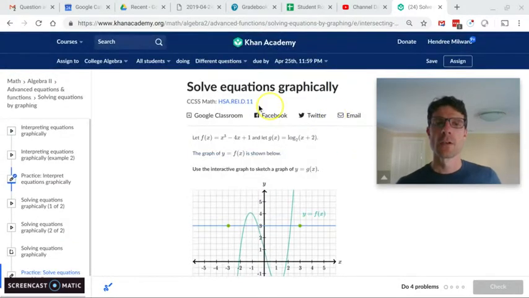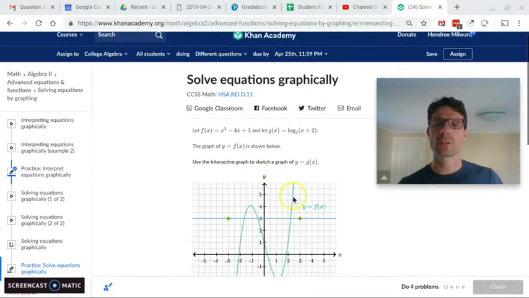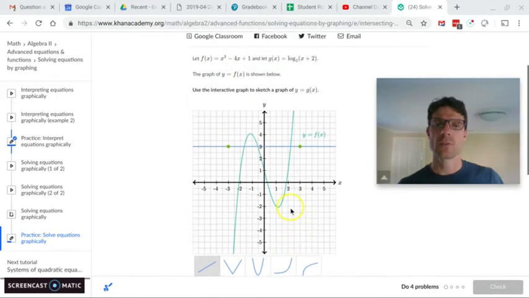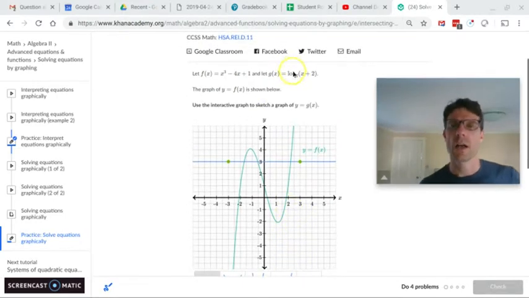Guys, somebody sent in a request for solving equations graphically, so I just wanted to cover a couple of these examples. This is the first. You've got two functions here. They want you to graph the two functions. Now, they've already graphed f for you. You just have to graph g, which is this log function, and then later we're going to have to solve this equation. But right now we just need to focus on graphing this function.